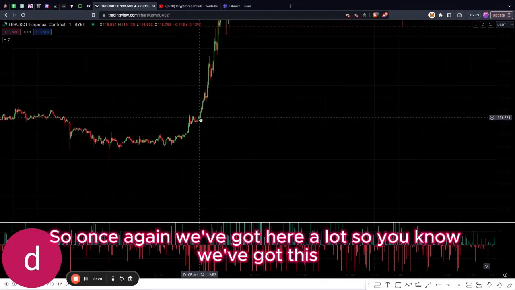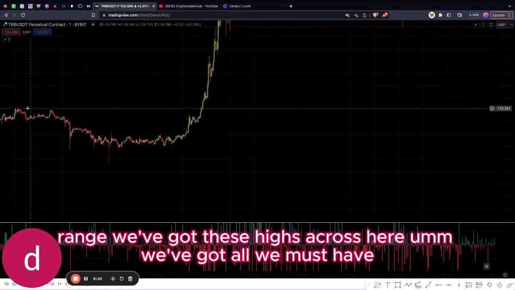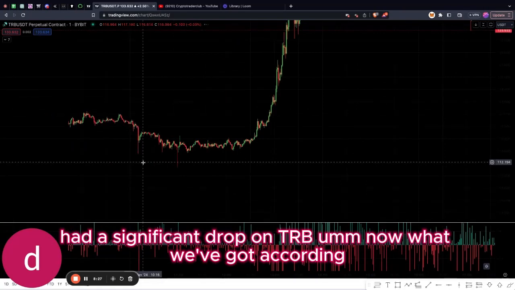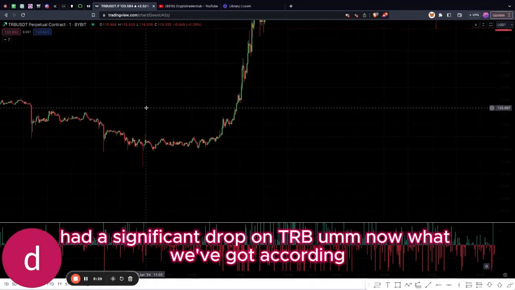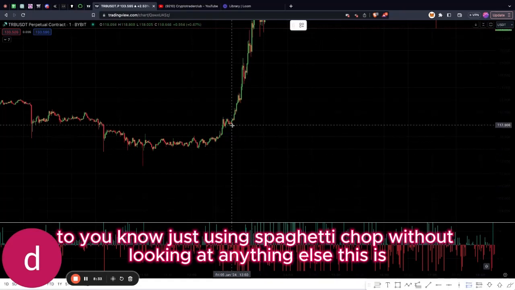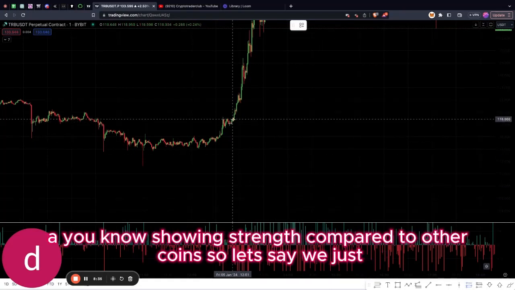So once again, we've got here a lot. So we've got this range. We've got these highs across here. We must have had a significant drop on TRB. Now, what we've got, according to just using a spaghetti chart without looking at anything else, is it's showing strength compared to other coins.